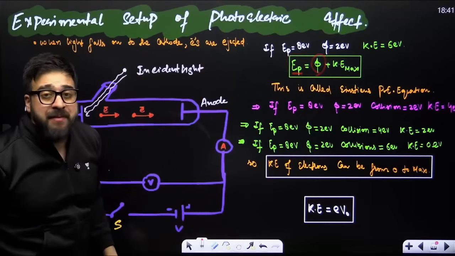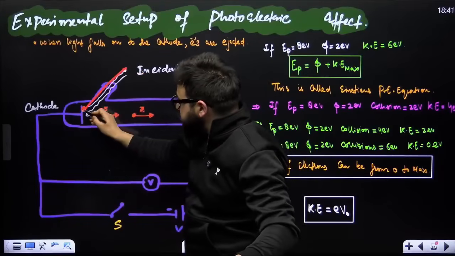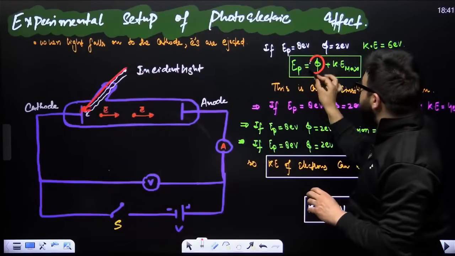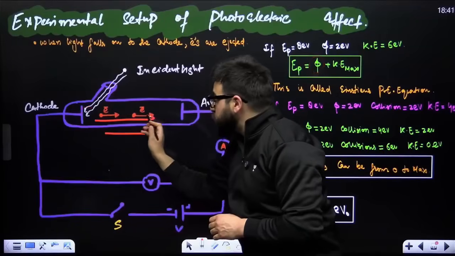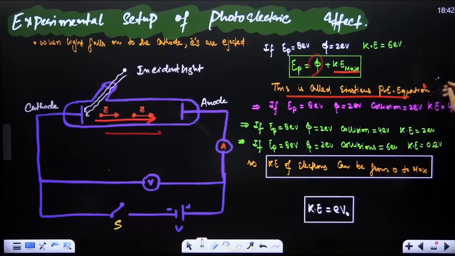Work function is the minimum amount of energy required to pull the electrons from the metal surface. So basically, when a photon falls on the metal surface, it gives its energy to the electron, and that electron uses that energy in order to come out of the metal surface and move further forward. So we say work function plus maximum kinetic energy. This is what we call Einstein's photoelectric equation.